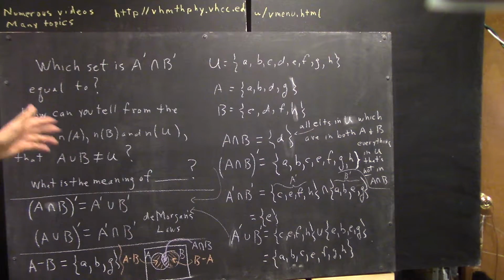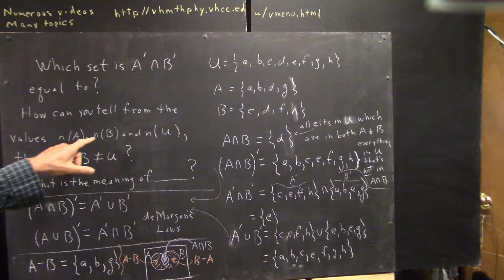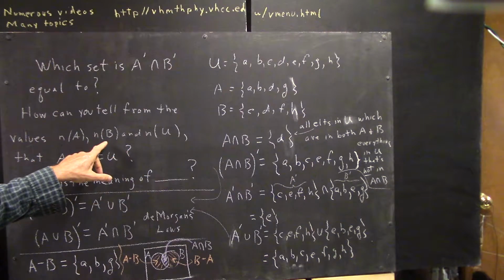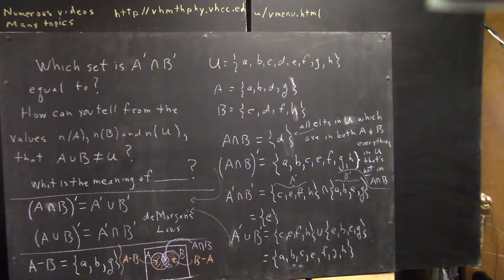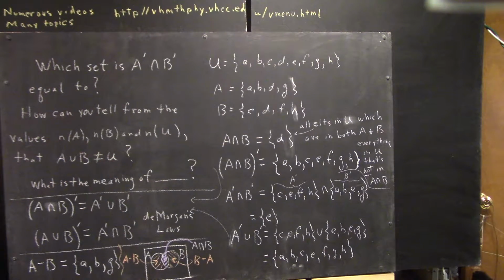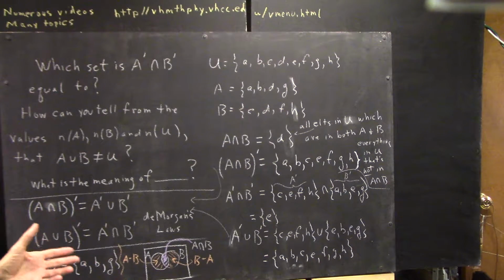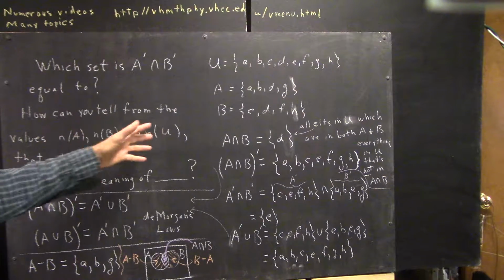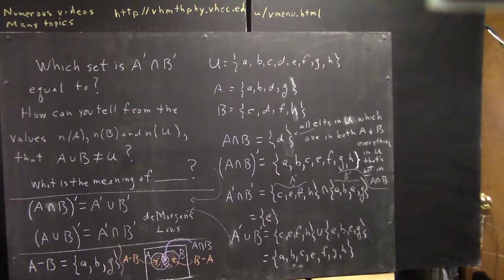And also, how can you tell from the values of n of A, n of B, and n of U, that is the cardinalities of the set A, set B, and set U, that A union B cannot be equal to U? Some people had a little oversight and concluded that A union B was equal to U, without thinking about this, of course. But that gave rise to this question I want to pose.